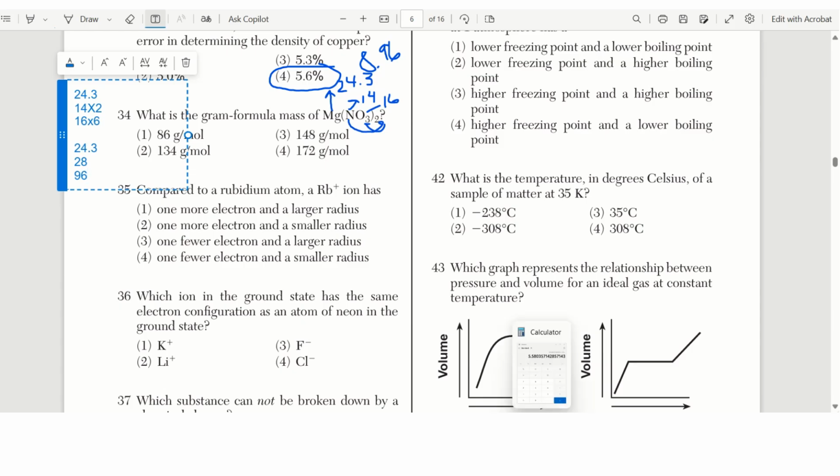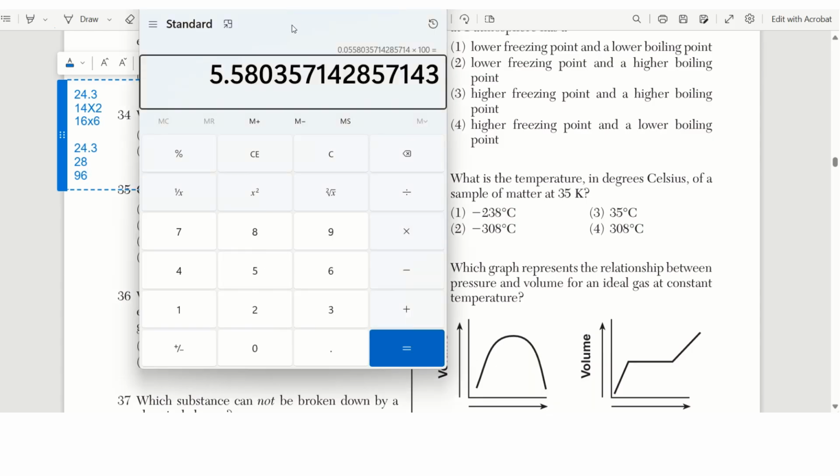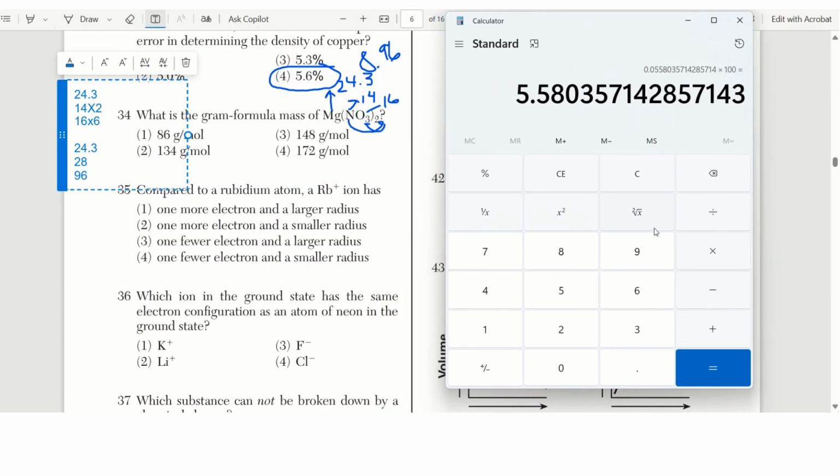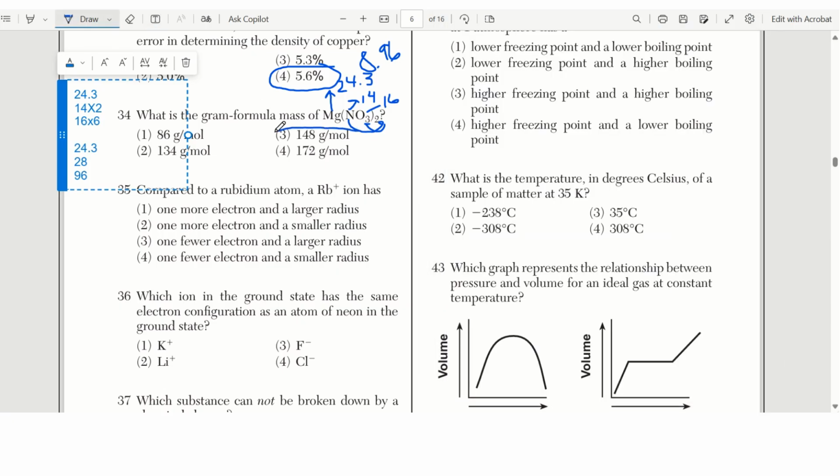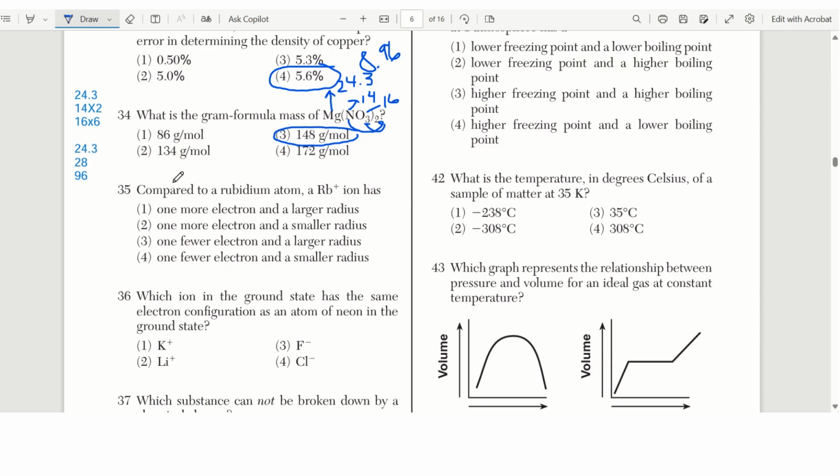So now I need to add all of those numbers up, okay? So I need to add 24.3 plus 28 plus 96. And I get 148.3. So which one of those answers would that round to? Yeah, 148. Compared to a rubidium atom, a Rb plus ion has.